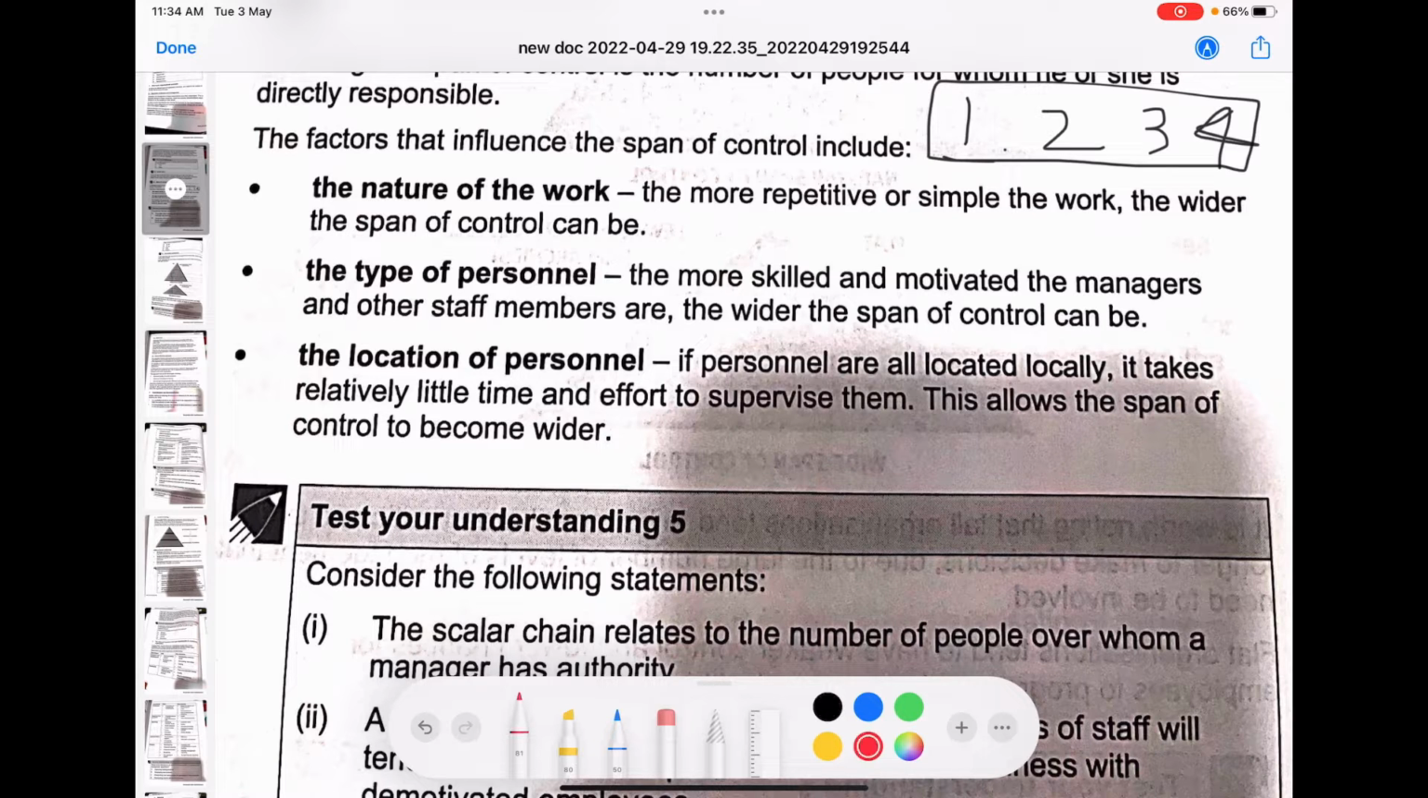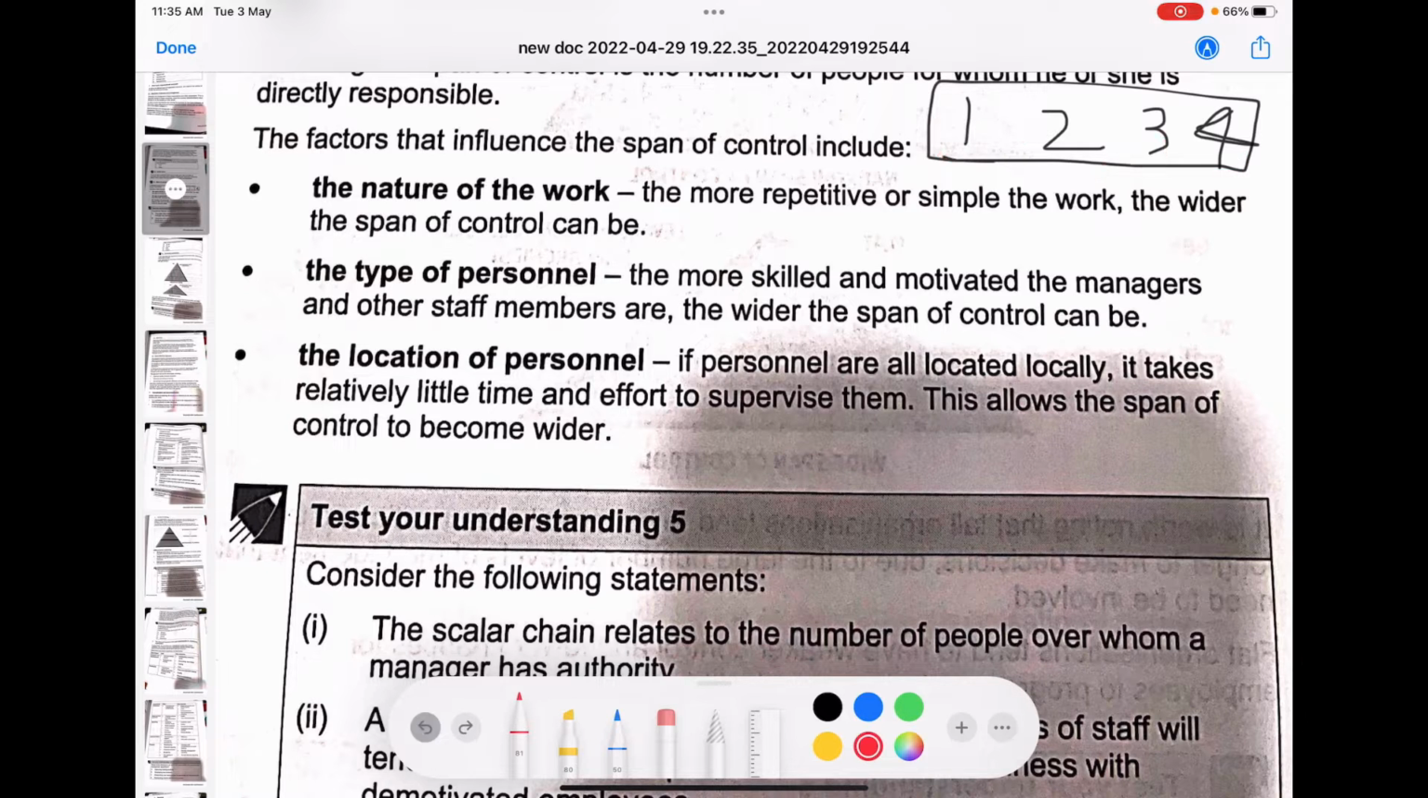If, in the second case, the set of 1 is different, set of 2 is different, 3 is different, 4 is different, then I might take more time because the answers are not the same. So I'll have to check the different answer keys. Since the work is not repetitive, since the work is not simple, it is going to be difficult for me, right? That is the nature of the work. The more repetitive or simple the work, the wider the span of control can be. So when the work is simple, when the work is repetitive, then the span of control will be wider.